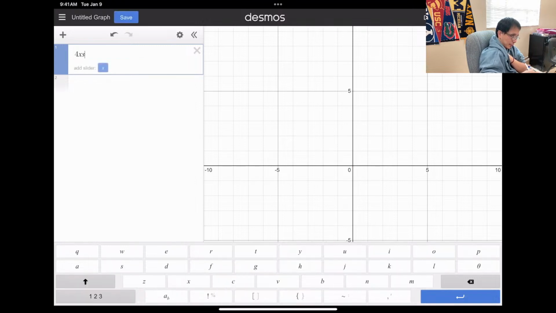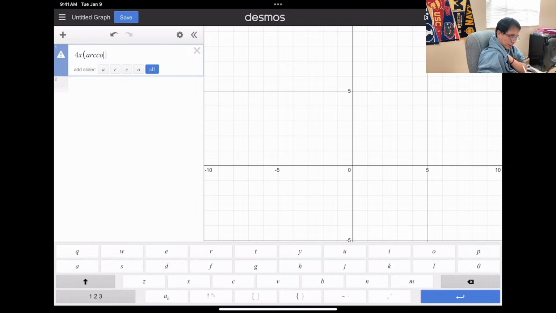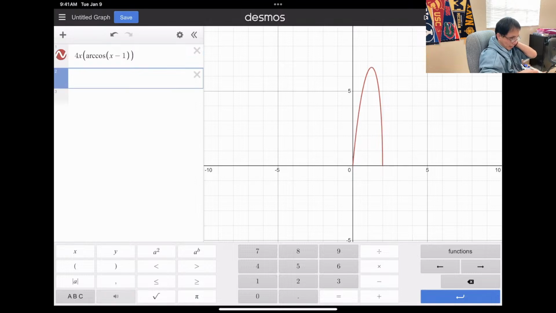So 4x times arc cosine, I don't know if you can work with arc cosine, of x minus 1. Okay, so it's gonna be this graph, right? And then what is our equation of the tangent line? y minus y1, 2 pi, is equal to 2 pi minus 4 times x minus 1.